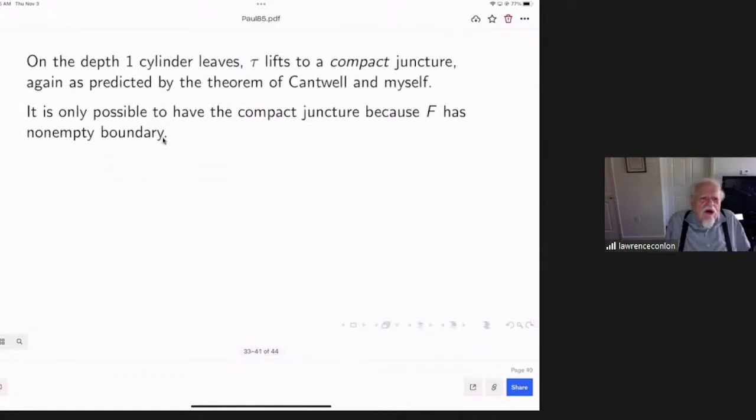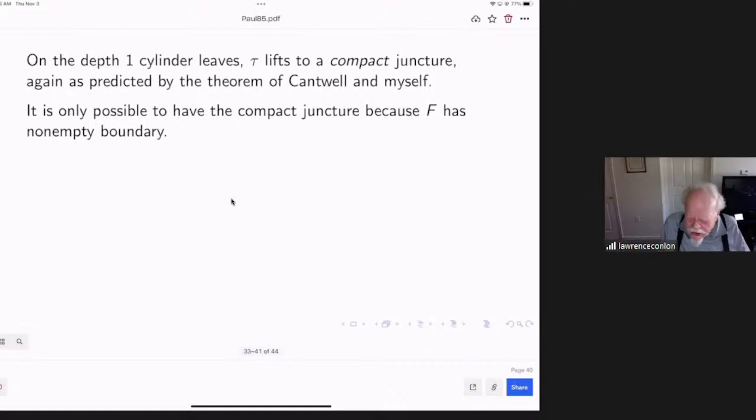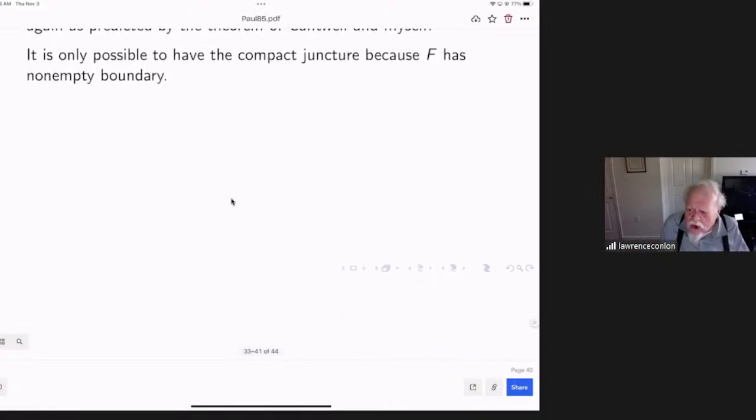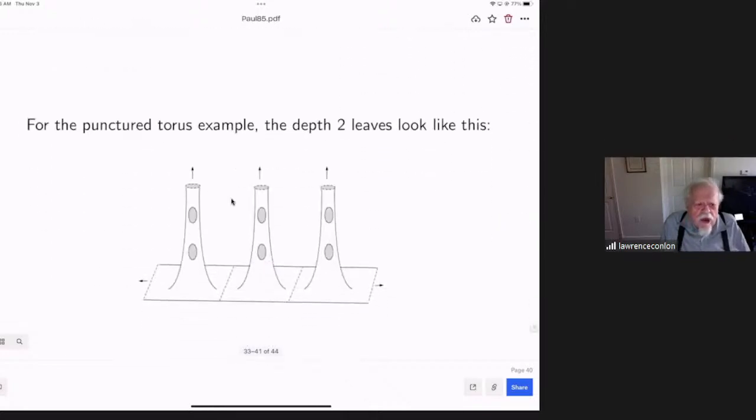So on the depth 1 cylinder leaves, tau lifts to a compact junction. That fits with the theorem that John and I proved years ago. And it's only possible to have this compact junction because I assumed that F had non-empty boundary. And that's basically the genericity, the generic condition for sutured manifold.